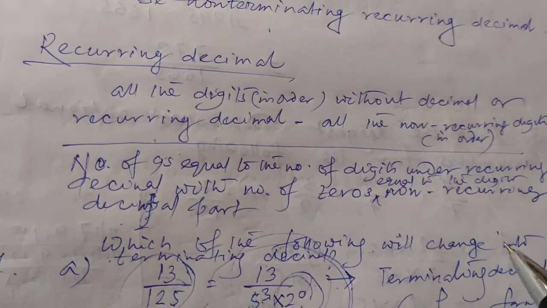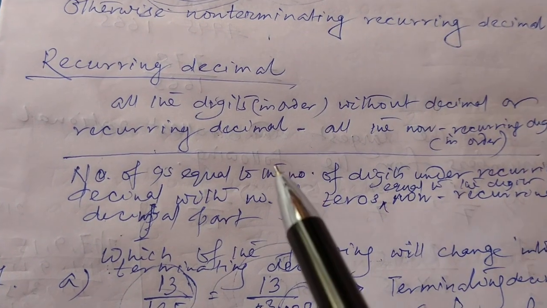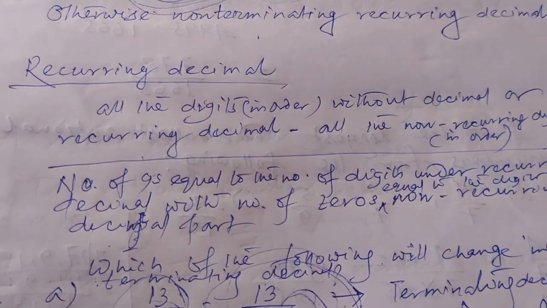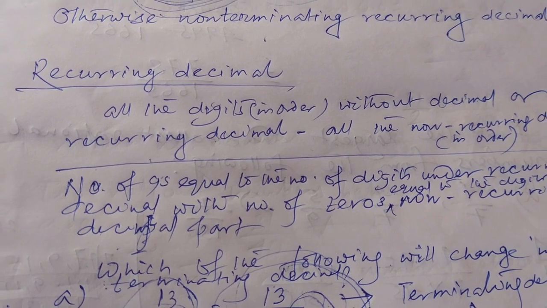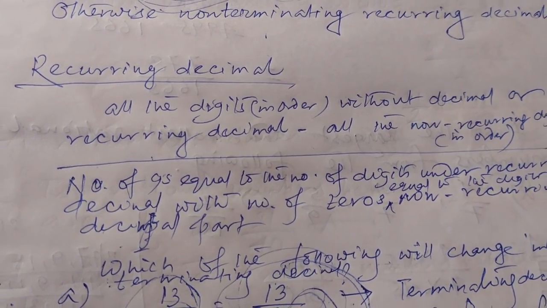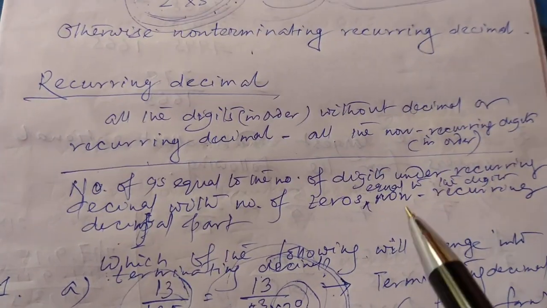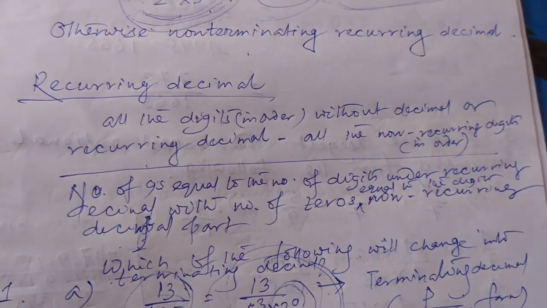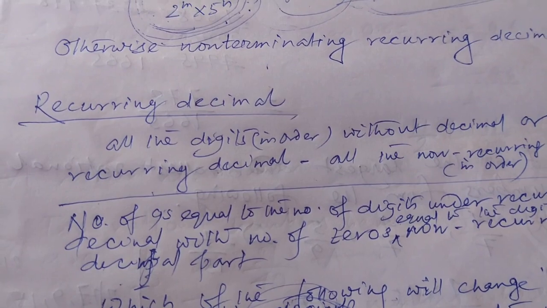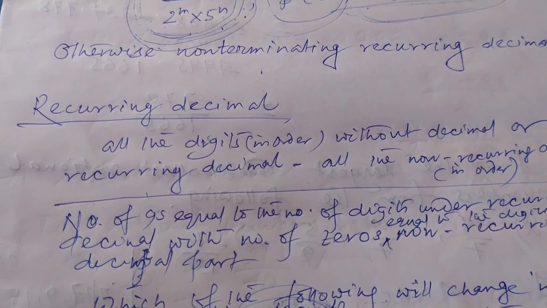That number depends on the non-recurring decimal part: the digits after the decimal point but not under the recurring decimal. That number of zeros will be counted and put. Now I'll show how to find it, then it will be clear to you.